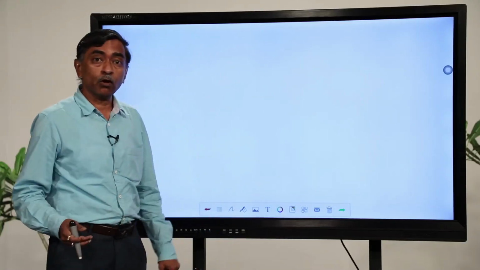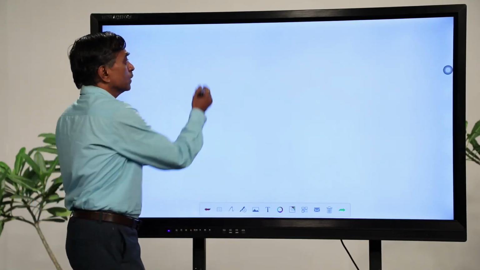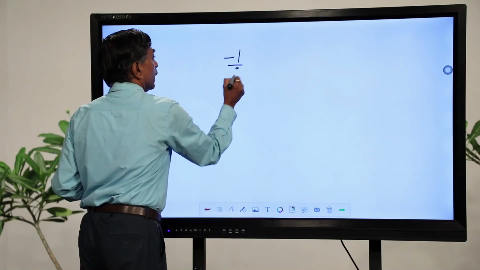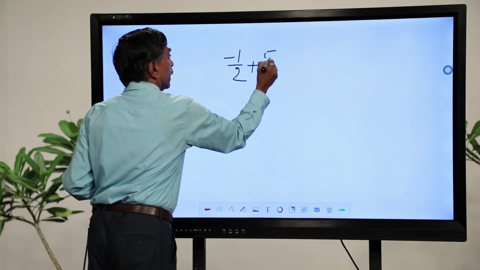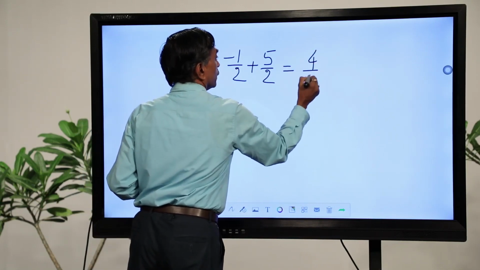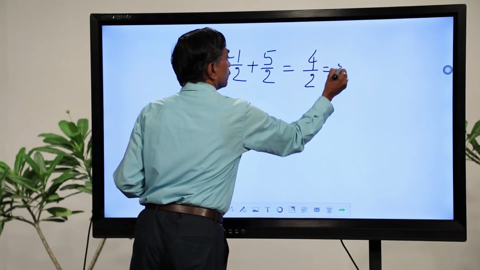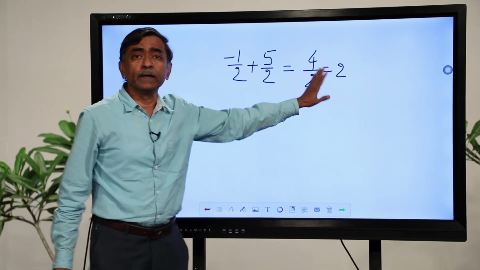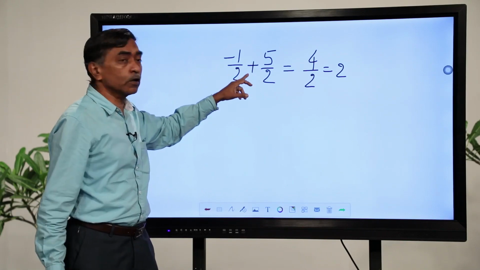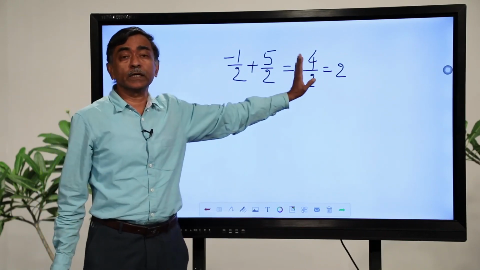For example, when I talk about the closure property, you can say that if you add two rational numbers, say minus 1 by 2 and 5 by 2, you will see that the resulting rational number is nothing but 4 by 2, which is equal to 2. Even if I do not simplify it, this itself is a rational number. So, under this particular operation of addition, it is satisfying this.